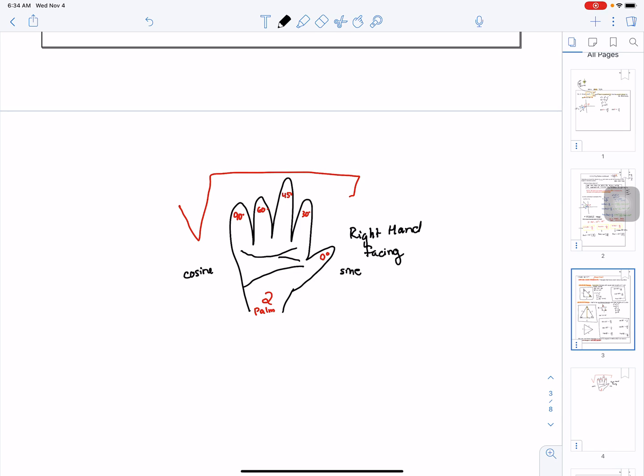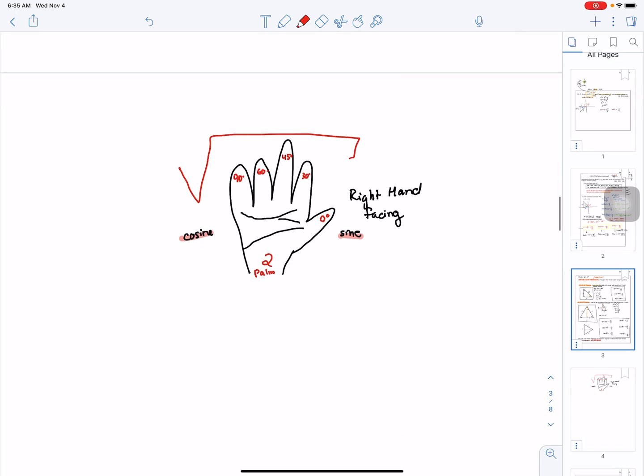So what's going to happen is you're going to bend a finger down depending on what reference angle you have. And then once that finger gets bent down, there's sort of 2 sides formed. There's the fingers on the left of the bent finger, and then there's the fingers on the right of the bent finger. The left side represents cosine and the right side represents sine.